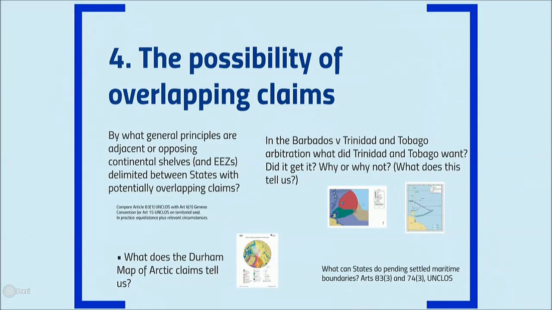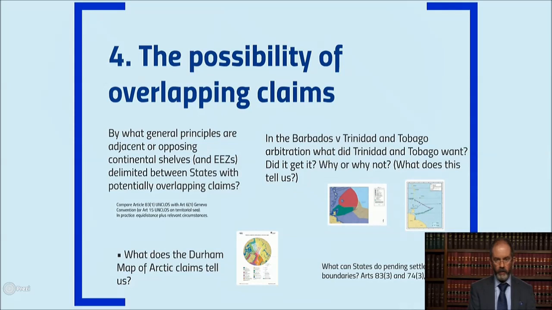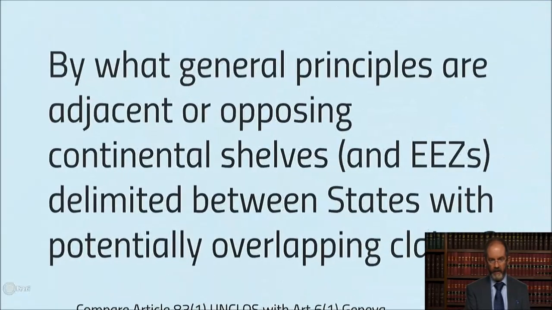Okay, now we come to our next question, which is, what do you do where potential continental shelf claims overlap? Because geologically, a number of coastal states might sit on the same continental shelf, or you might have island states, as it were, facing each other. How do we divide up continental shelves in these cases?